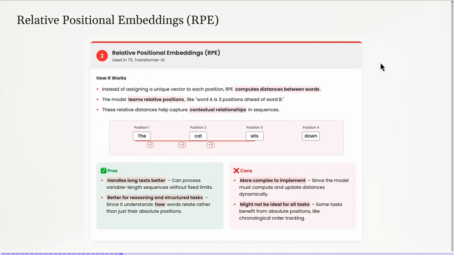Okay? So the position embedding will be relative to the position of each word with respect to the others rather than an absolute position. The model learns the relative position, not the absolute position. Which is different. Of course, this will depend on the loss function that we will apply to learn this position embedding. And these relative distances help capture contextual relationship.